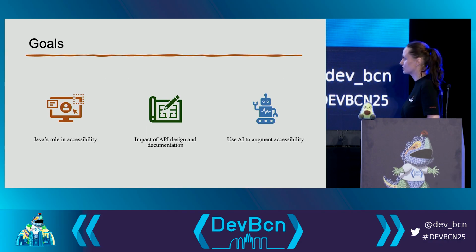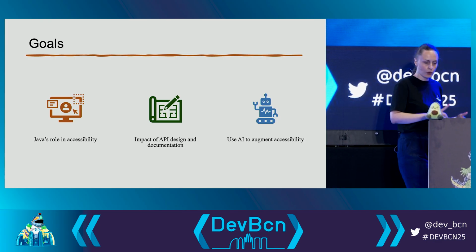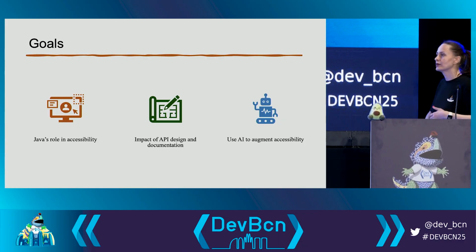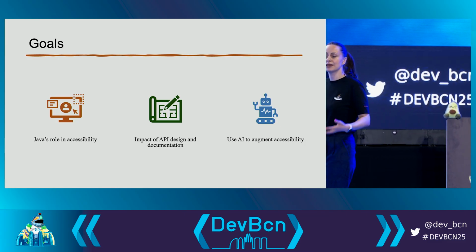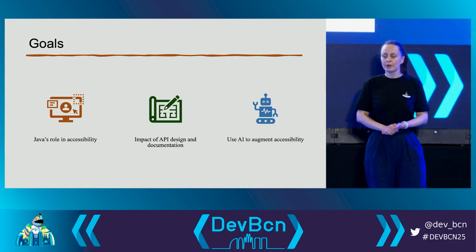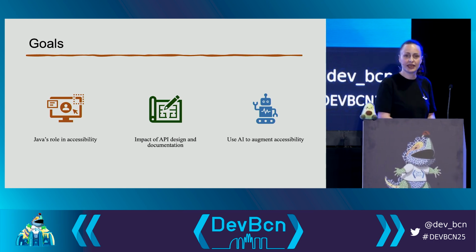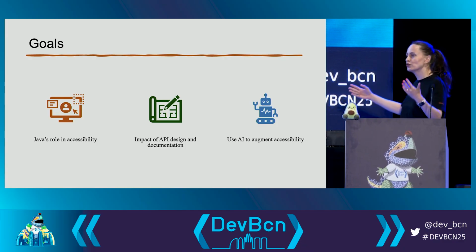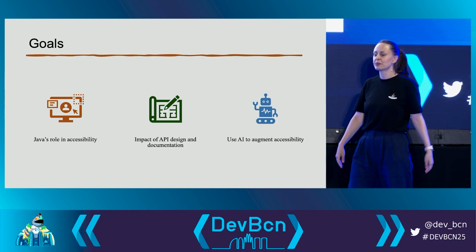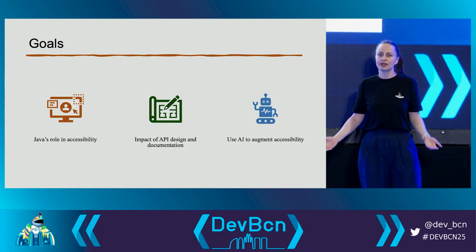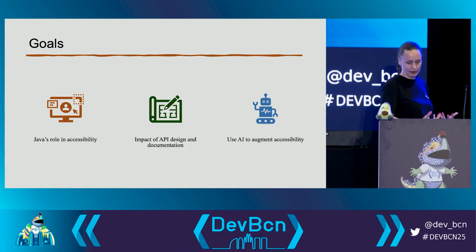Hence the goals of this talk. We need to look into what's Java's role in accessibility, what Java brings to us. What's the impact of the API design that we are doing for our applications, and how documentation of our applications and libraries can impact accessibility. But mostly, how we can use AI, because that's the trendy topic of today. Like, AI can help and do anything. Even the toothbrush that we're using probably is powered with some AI in it and knows which teeth to clean better. But how can we use AI to augment the experience of everyone when they're interacting with our applications?